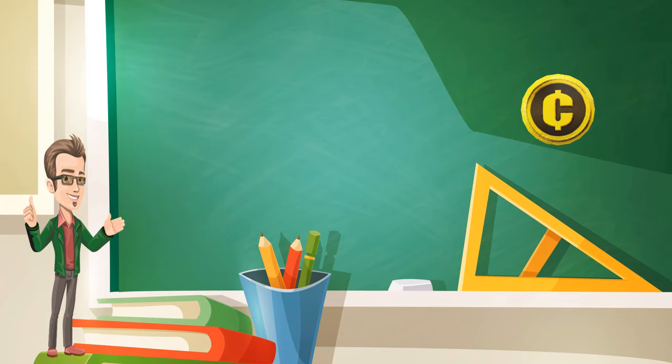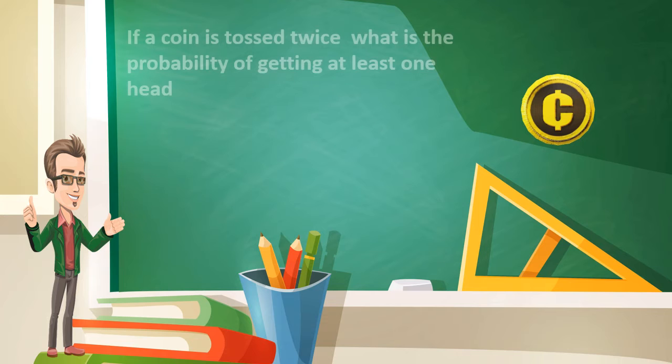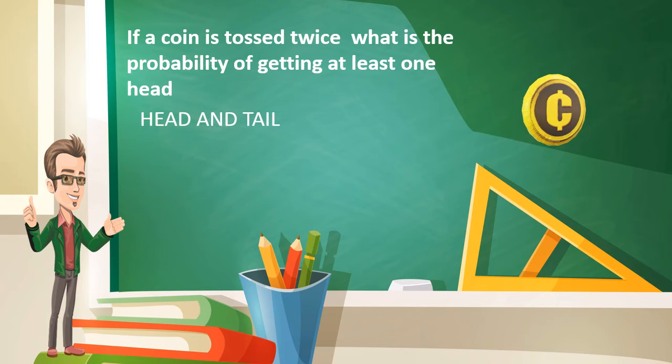Now, let's take another example. If a coin is tossed twice, what is the probability of getting at least 1 head? As we all know, a coin has only 2 sides, the head and the tail. And we were told that this coin was tossed, or you can say flipped, twice.